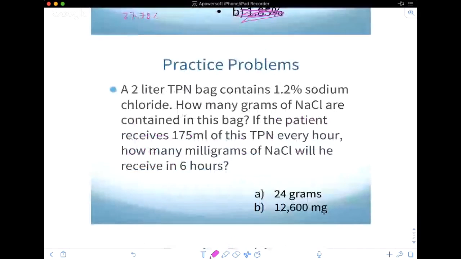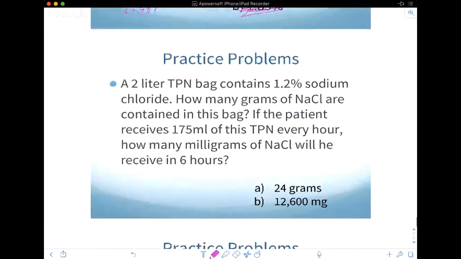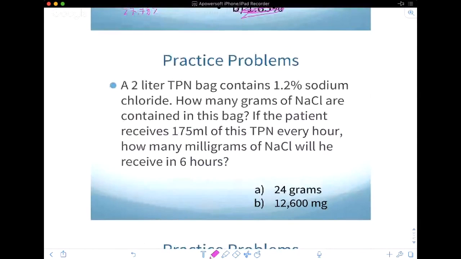Another one is a 2-liter TPN bag contains 1.2% sodium chloride. How many grams of sodium chloride are contained in this bag? All right, so set it up the same way again. So 2 liters is how many milliliters? 1 liter is 1,000 milliliters. So 2 liters is 2,000 milliliters.